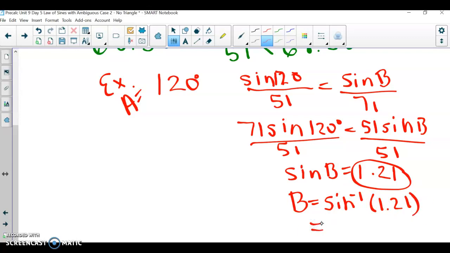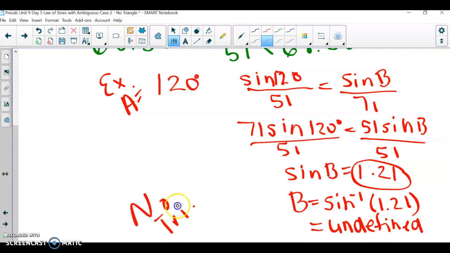I want you to try it so you can actually see that. You will get an undefined or an error. What does that mean? There's no triangle also. So you have two problems to practice on with the no triangle. And this is our case number 2.